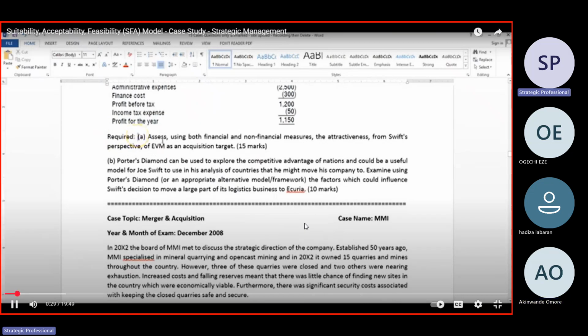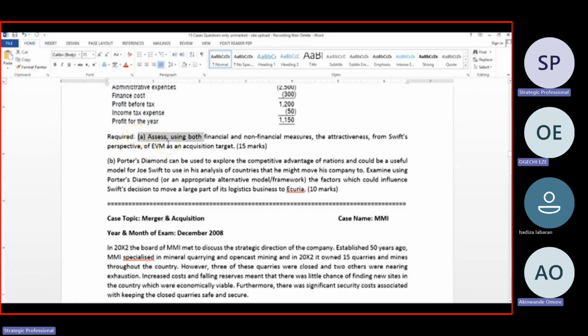And the first part of the question asks you, assess using both financial and non-financial measures the attractiveness from Swift's perspective of EVM as an acquisition target. So a company called Swift is going to buy another company called EVM, and our job is to tell whether it's a proper acquisition target. So we are using the model called suitability, feasibility, and acceptability as a method.